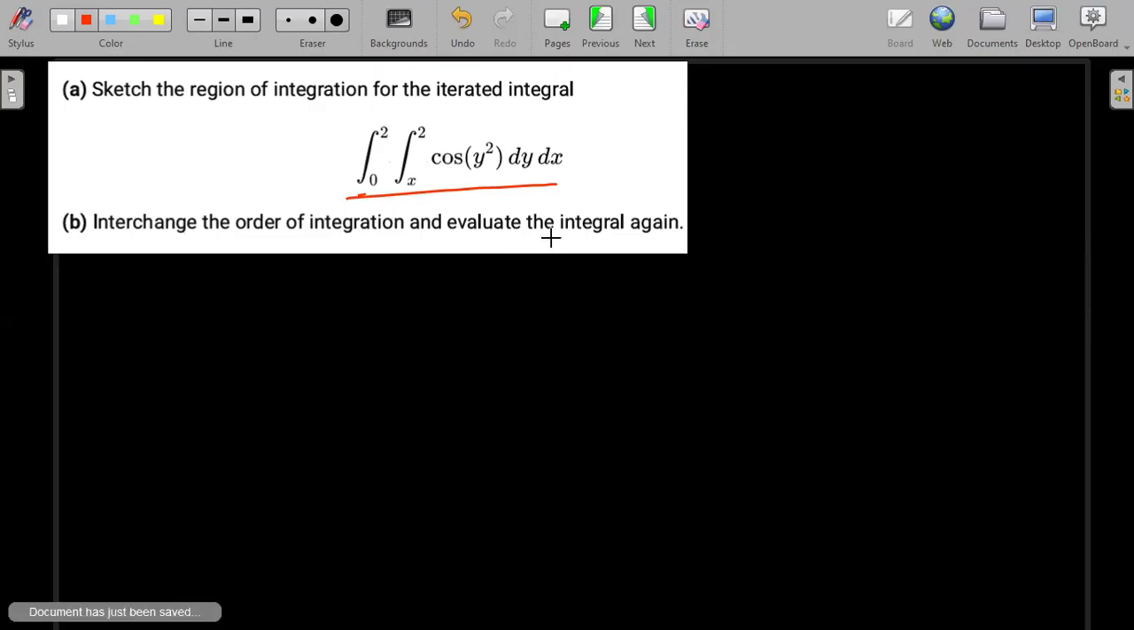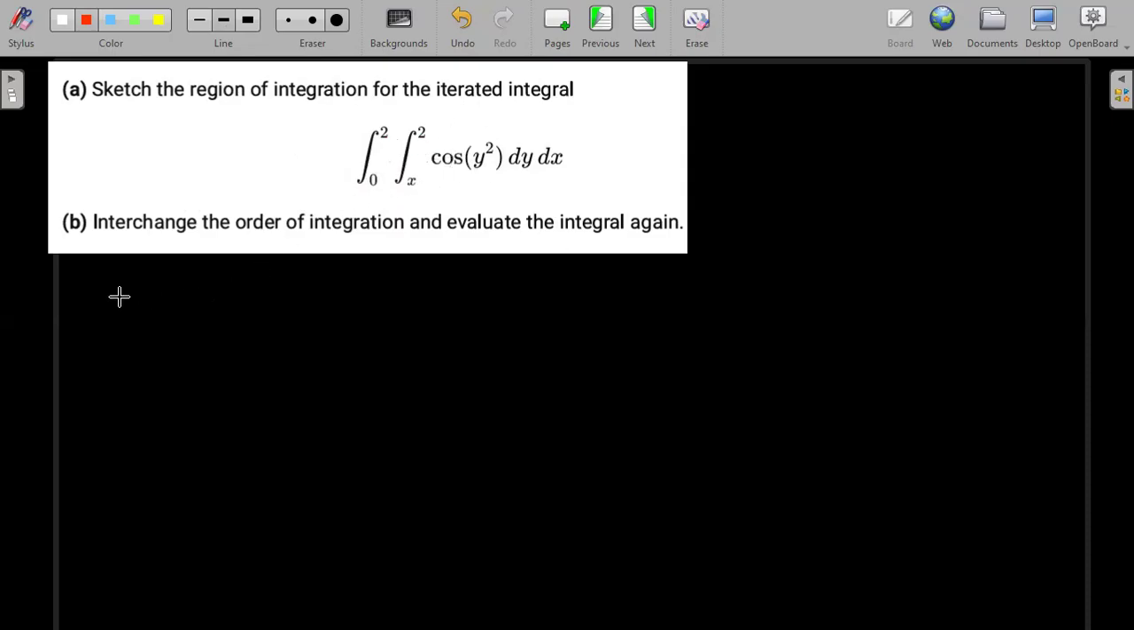So what would happen if we don't want to interchange the regions? If you don't want to interchange the regions here, it will be impossible to integrate. Why? Because this cos y squared is not an elementary function, so we can't integrate it. So what we need to do first of all is to change the order of integration. That's when we'll be able to integrate.